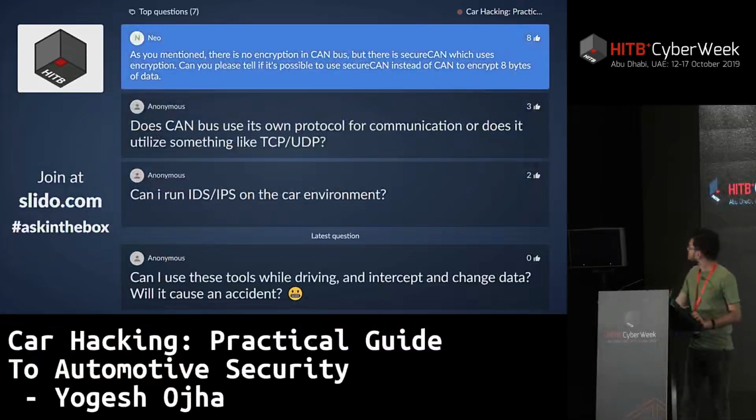Neo has asked, as you mentioned, there is no encryption in CAN bus, but there is secure CAN, which uses encryption. Could you please tell us if it's possible to use secure CAN instead of CAN to encrypt 8 bytes of data? Secure CAN actually exists, but because of implementation costs, it is not implemented in all of these cars. I think some cars use secure CAN. If I'm not wrong, it's Audi or BMW, but I'm not exactly sure. Since it's expensive to implement, nobody has actually done it in production-ready cars.